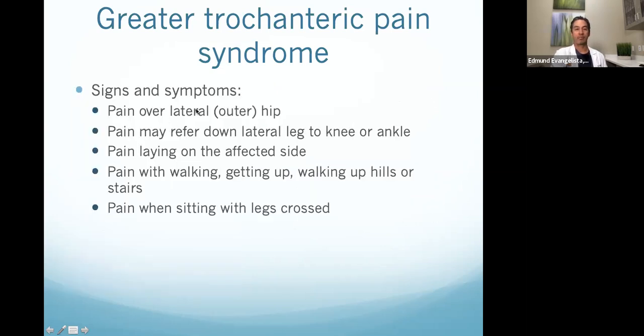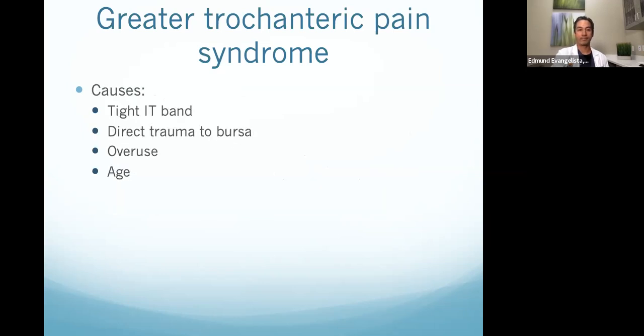The signs and symptoms: these patients have pain over the lateral aspect of the hip. The pain can refer down to the lateral leg, down to the knee, or even to the ankle at times. They usually complain of pain when lying on the side. They have pain with any activity that stresses those gluteal tendons, so walking, getting up from sitting, walking up hills, or walking upstairs. And they can have pain with sitting with their legs crossed.